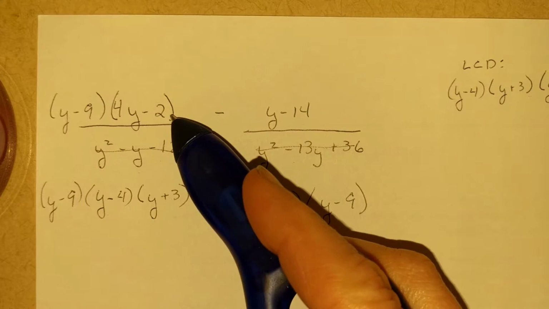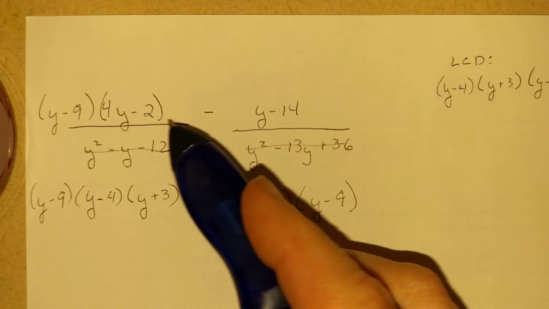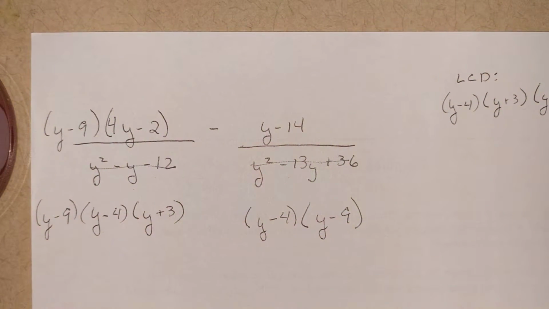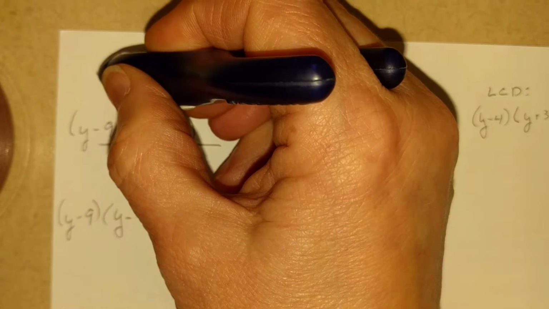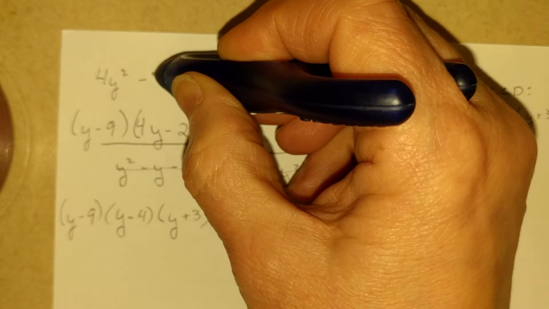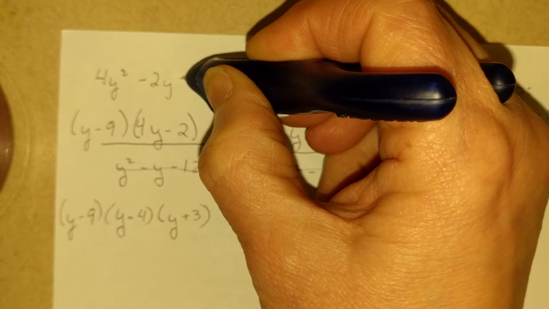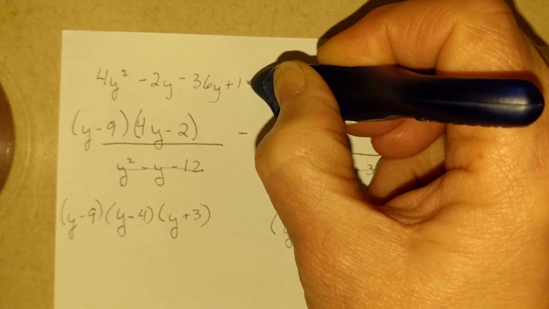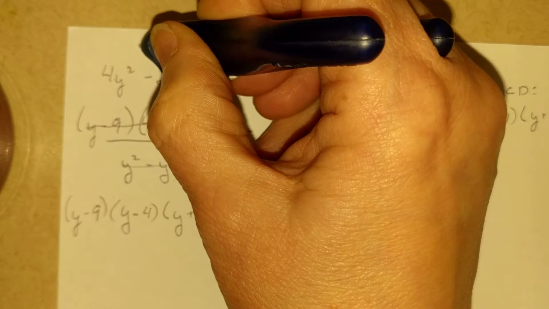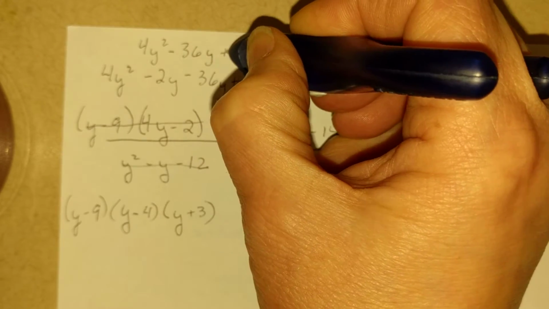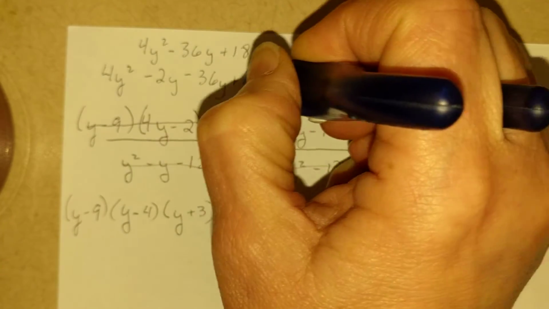On the denominator, I'm going to leave in factored form like this. In the numerator, in order to combine these two fractions, I have to expand out the numerator. So I'm going to expand out the numerator here. 4y squared minus 2y minus 36y plus 18. And that's going to be 4y squared minus 38y plus 18.